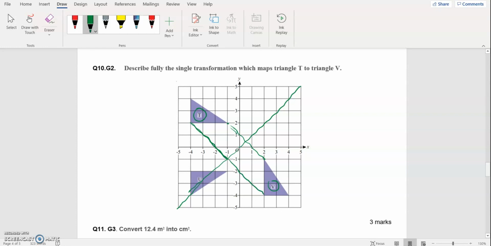So this shows that this is a reflection on line y equals x. How do I know? Because when x is 1, y is 1. When x is 2, y is 2. When x is 3, y is 3, and so on. But this one here acts as a mirroring line.